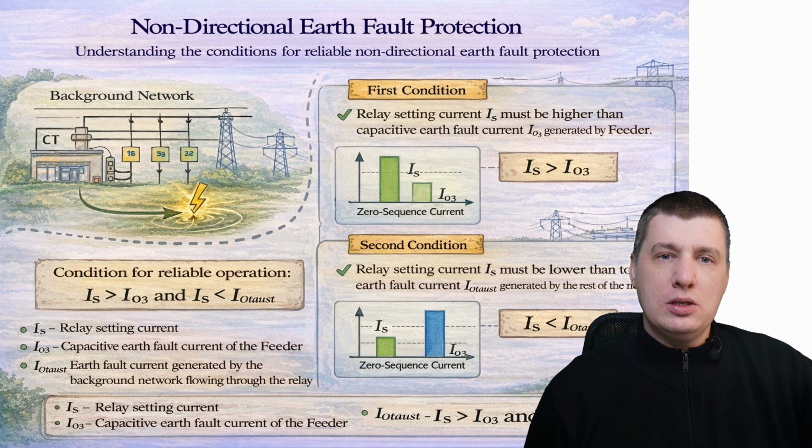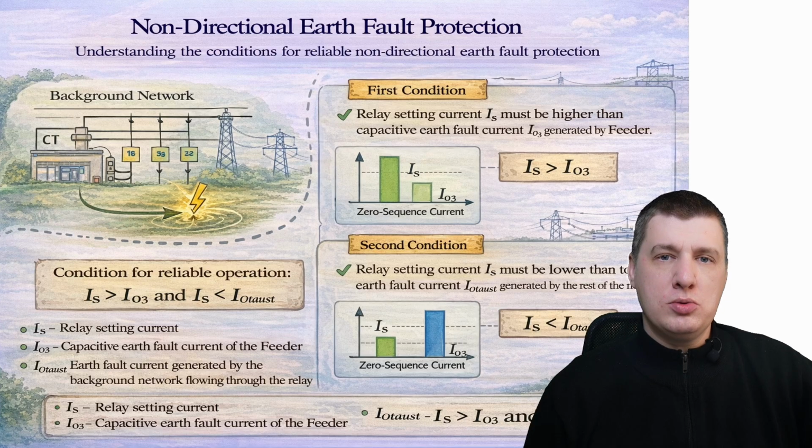Next, we explain when non-directional earth fault protection can be used. Non-directional earth fault protection requires a sufficiently large earth fault current. This current must be generated by a galvanically connected network, also called the background network. In this type of network, earth fault current flows through all connected feeders. As a result, each feeder contributes capacitive earth fault currents.